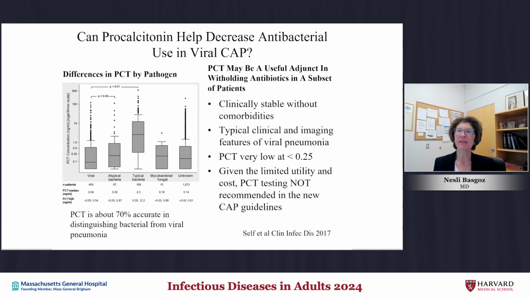Clinicians can be aided in this setting by procalcitonin, and it may be a useful adjunct if someone is clinically stable without comorbidities, has the typical clinical and imaging features of viral pneumonia, and a very low procalcitonin. That may help you with the decision to defer antibiotics and observe closely. In this study cited here, the procalcitonin is about 70% accurate in distinguishing bacterial from viral pneumonia, although notice that so-called atypical organisms such as Mycoplasma or chlamydia may also have a low procalcitonin.